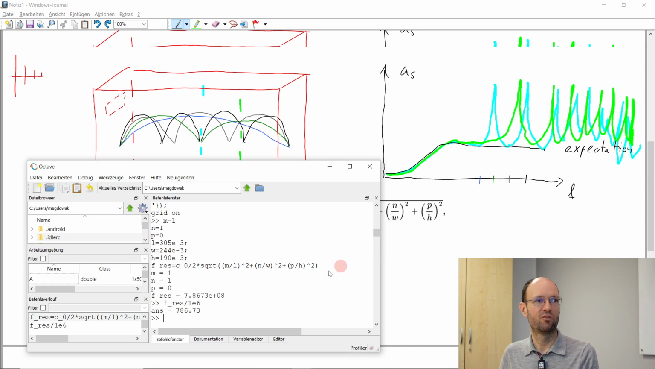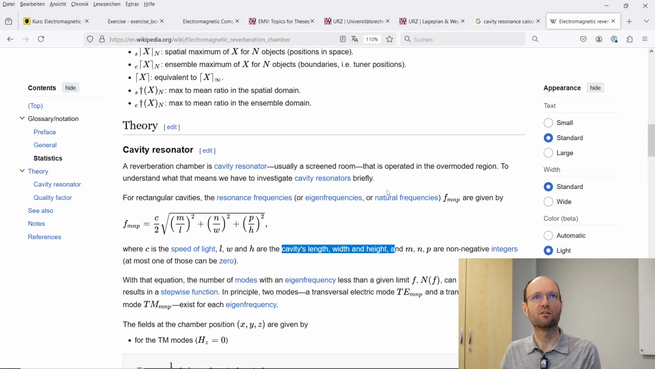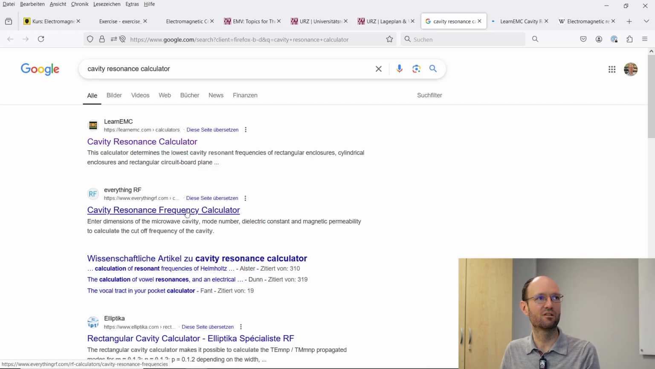So these resonant frequencies, the first one, where this might be a problem, is at around 700 megahertz. And so now you could insert different numbers for M and N and get different resonant frequencies where this might be a problem. Okay, so this is the relevant Wikipedia page here. Unfortunately, you cannot find it for the plain cavity resonator, but now we can take a look at the cavity resonance calculator from Learn EMC.